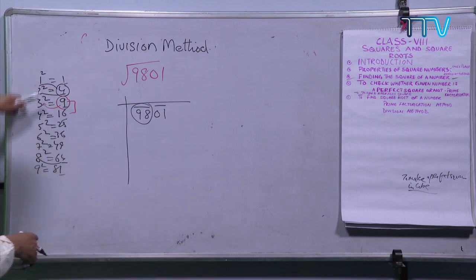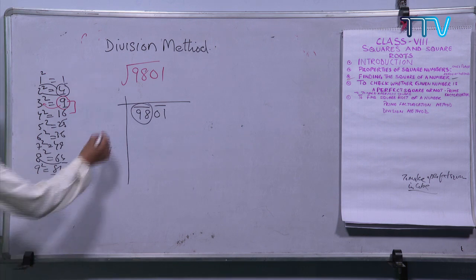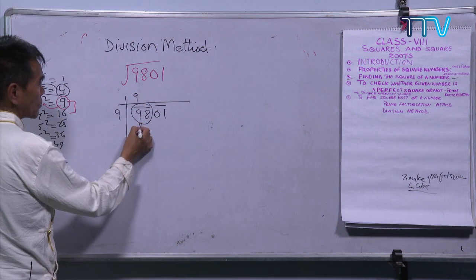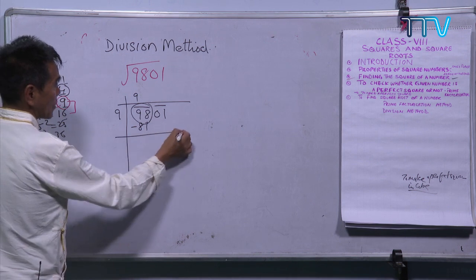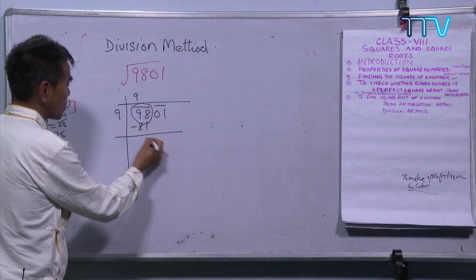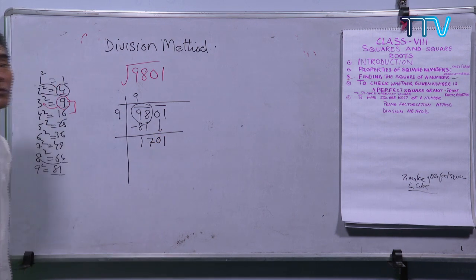You try to find a number nearest to 98. 81 is the square of 9, so 9 times 9 we get 81. You subtract 81 from 98, and we get 17. Then bring down the next pair, 01.